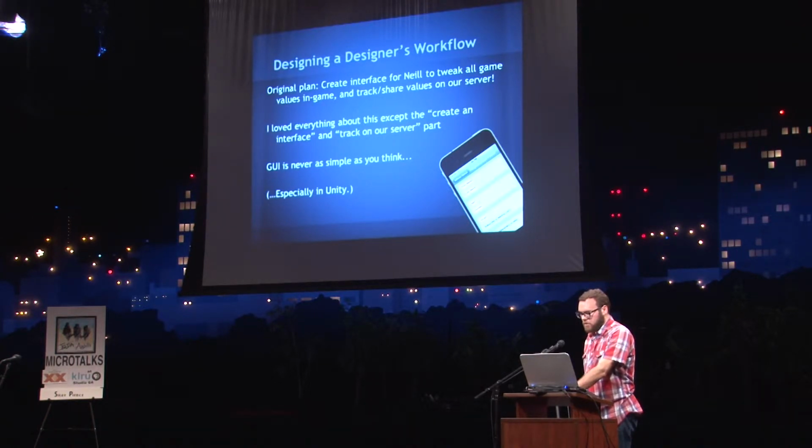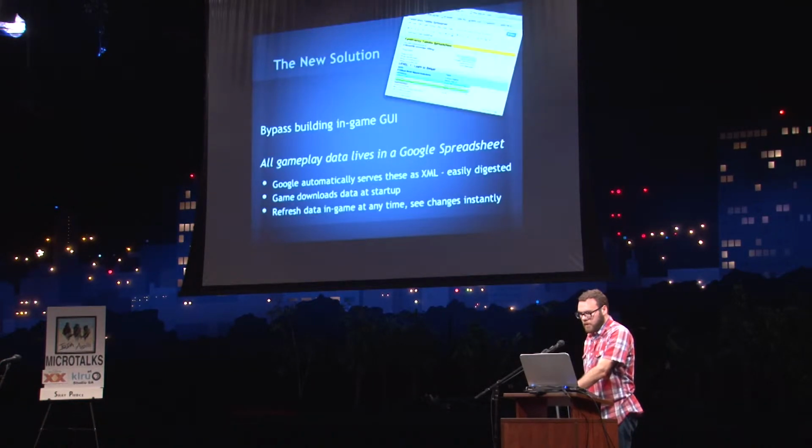I thought maybe there's an easier way to save me time, since my time was precious, and still save Neil a lot of time. So I said, why don't we take Google Spreadsheets? I'd actually tried this on a side project, but hadn't tried it in Unity. Google Spreadsheets has the capability to take any of the data in a spreadsheet and serve it as XML. A game can just connect to a URL and get all the data from your spreadsheet as XML.